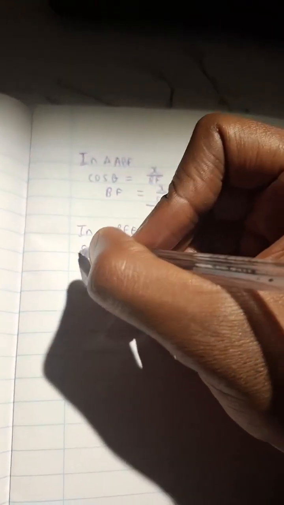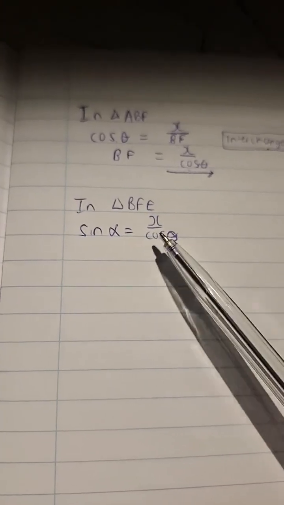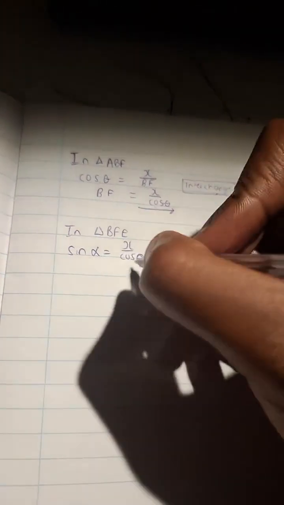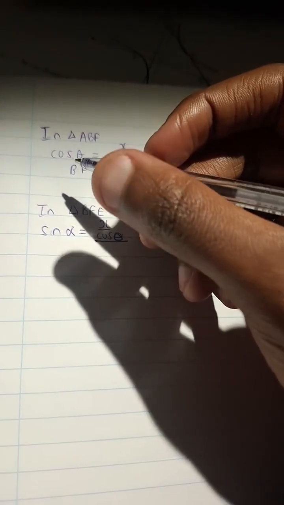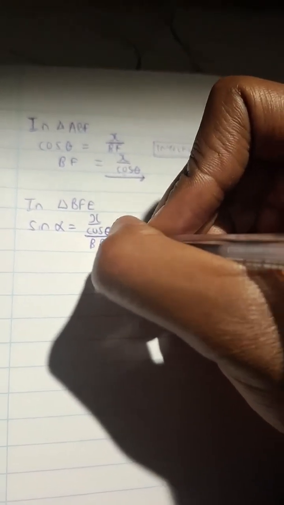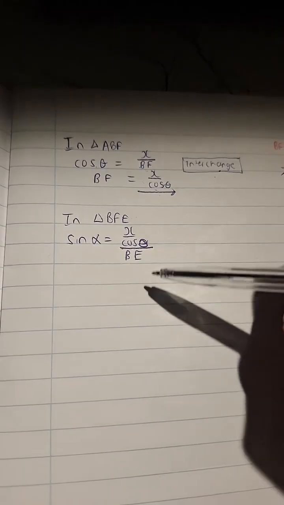Okay, so we are going to say sine of alpha is equal to BF, which we got as x over cos theta. I'm going to be very deliberate. Sine alpha is equal to x over cos theta divided by, what is it divided by? The hypotenuse, which is what? BE. So x over cos theta divided by BE.